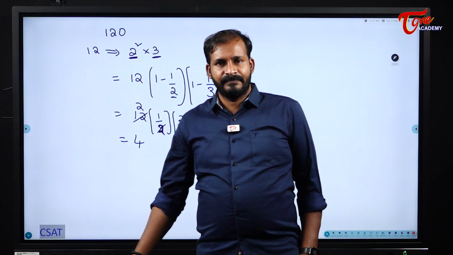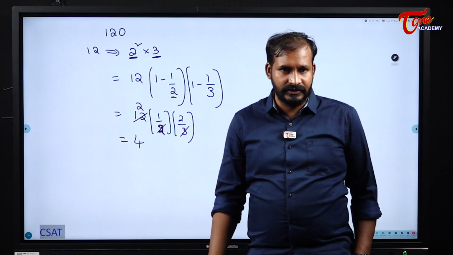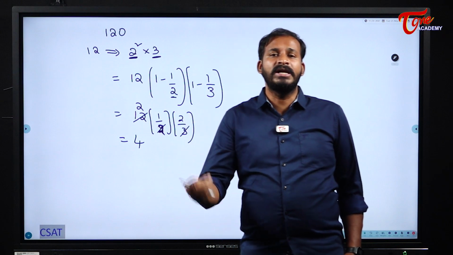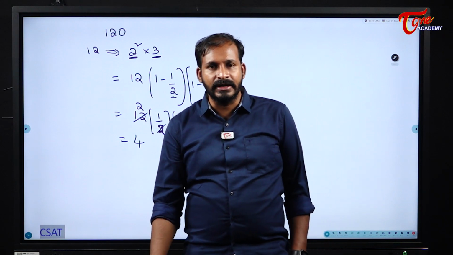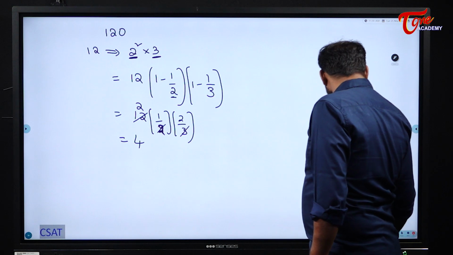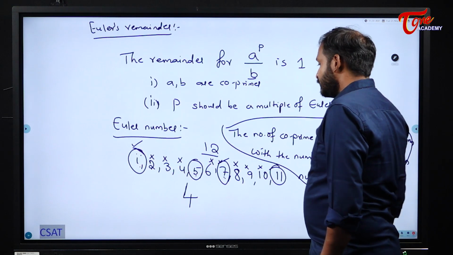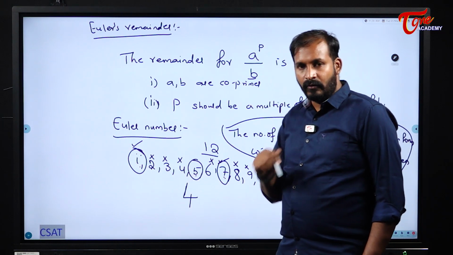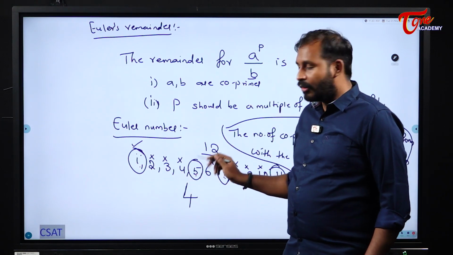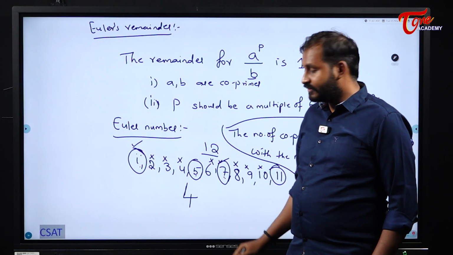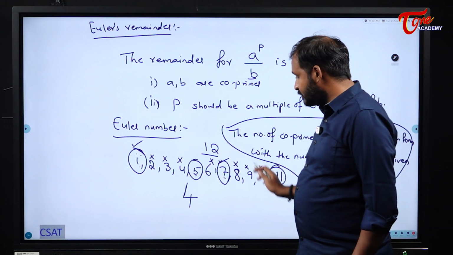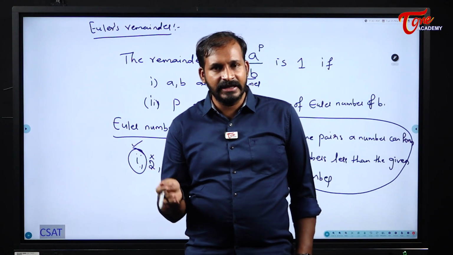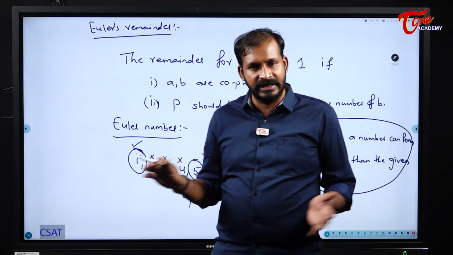If 12 is not co-prime with 2, that means all the multiples of 2 are also not co-prime with 12, right? Am I correct or not? Please observe here once. 2 is not a co-prime with 12. Then all the multiples of 2, what do we have? 4 is not a co-prime with 12, 6 is not a co-prime with 12, 8 is not, 10 is not. That means every second one will by default be deleted, right? So 1 minus 1 by 2, half of the numbers are deleted.